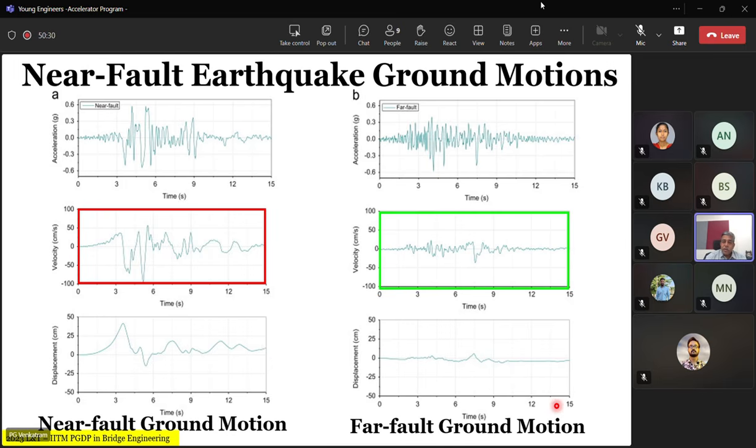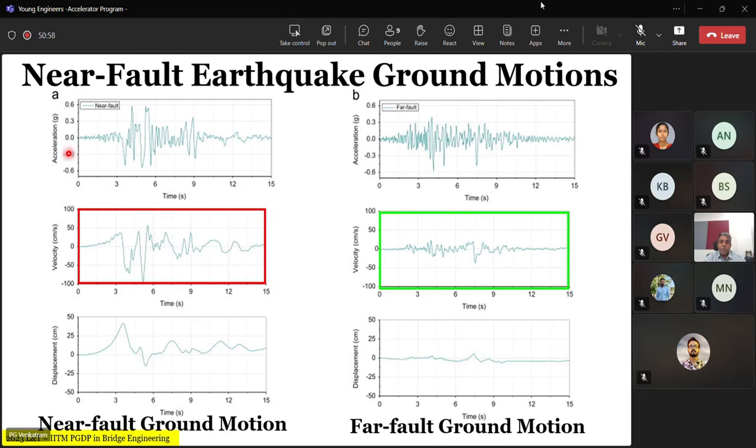Now, if you take a look at the far fault or far field ground motion, you will notice that the net displacement is virtually not there unless there are some local faults. So it remains close to zero. And as far as the acceleration is concerned, at the time of the earthquake, you have multiple cycles going through and then damping, and it will die down. Eventually, all the energy will dissipate and come down to equilibrium.